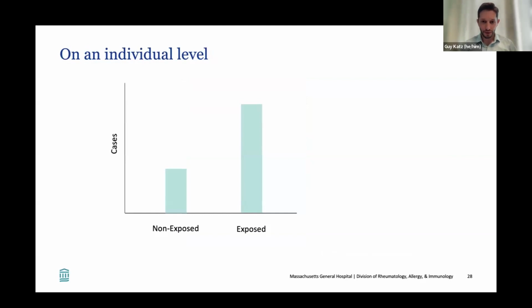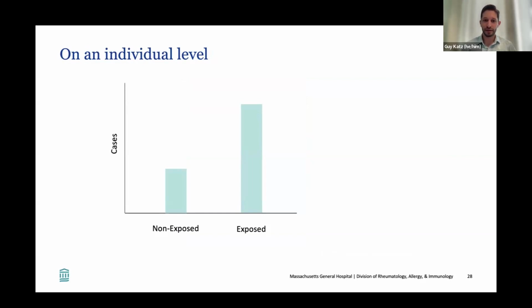Now, we've talked a lot about some of the potential environmental exposures, and I'll mention, I did not go over all of them. We couldn't have all the time in the world to do that. But on an individual level, I think it's important to think about how these different exposures might affect an individual.